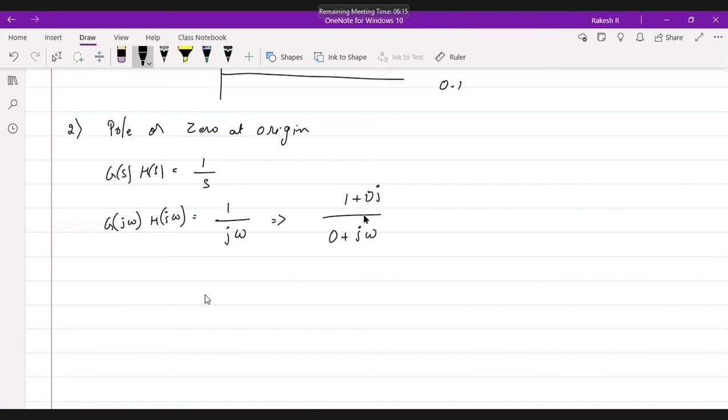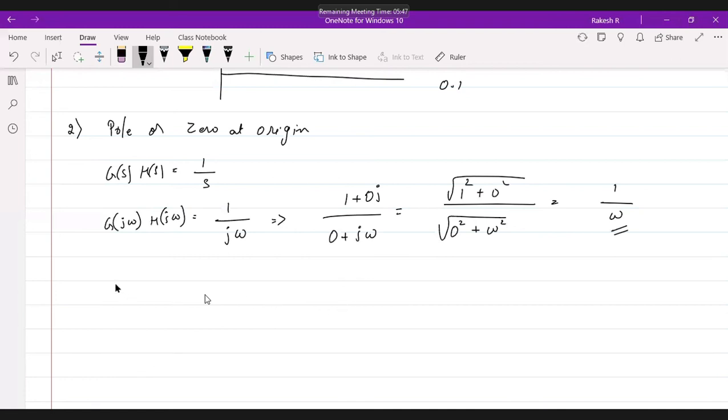1 plus 0 omega here. Now you need to go for the magnitude. Magnitude for this one becomes 1, that is 1 square plus 0 square becomes 1, divided by 0 square plus omega square. So this becomes 1 divided by omega. That is what the magnitude here is.